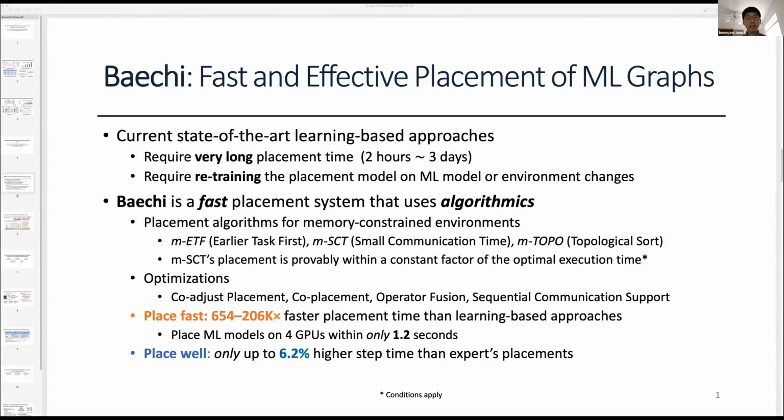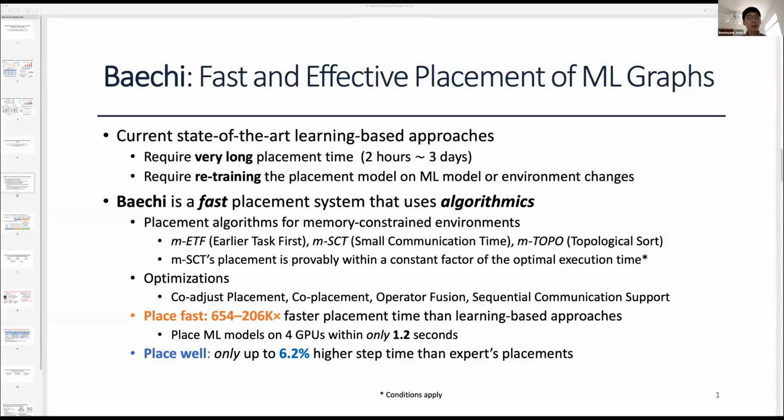We apply this placement algorithm to a popular ML framework, TensorFlow, but we encounter several challenges to achieve fast and effective placement. We propose optimization techniques to address these challenges. To deal with TensorFlow collocation requirement, we use co-adjust placement that considers the collocation constraint while scheduling. To minimize too much communication overhead, we use co-placement mechanism that places certain operators on the same device.